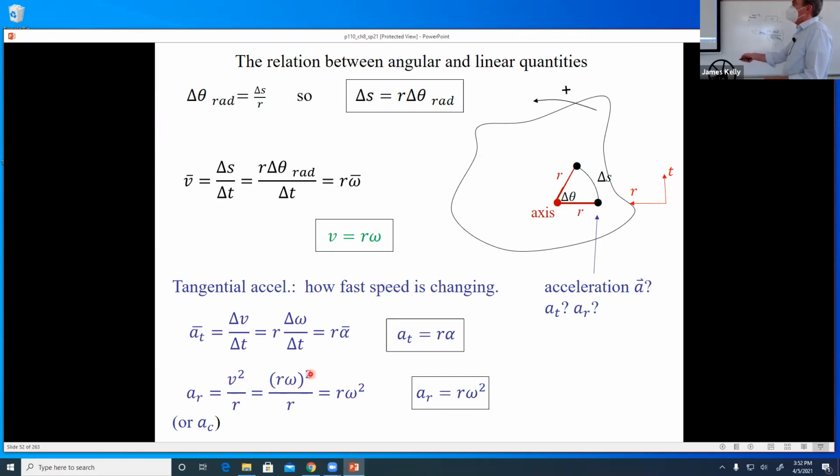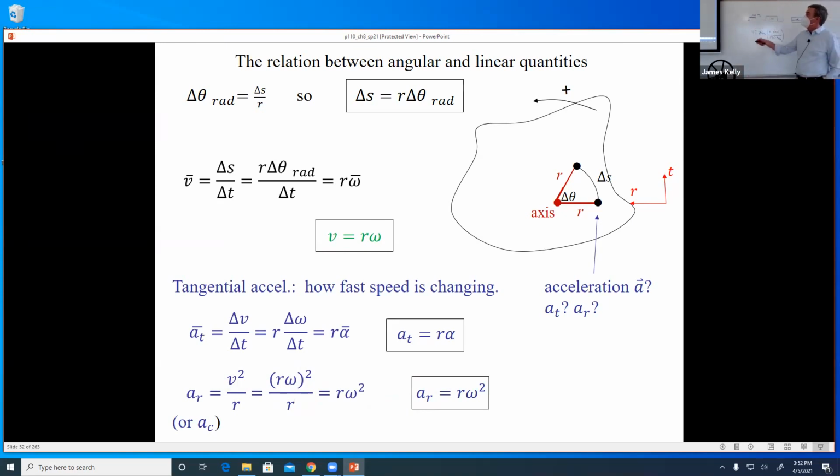I want to re-express it in terms of an angular quantity. And we know v equals r omega, so I can just substitute that in there and square this out. One of the r's cancels between the numerator and denominator, and we find that the radial component of the acceleration is equal to r omega squared.